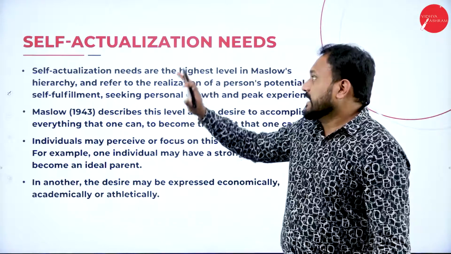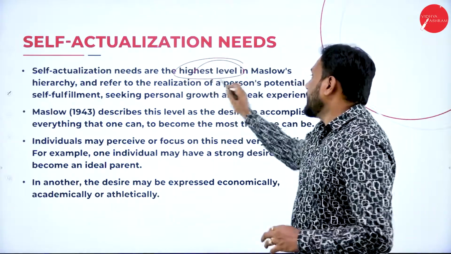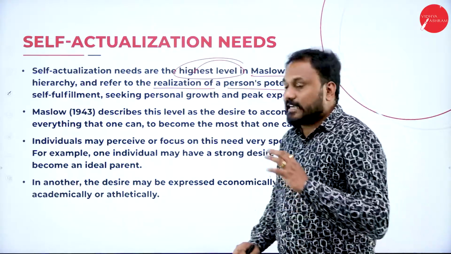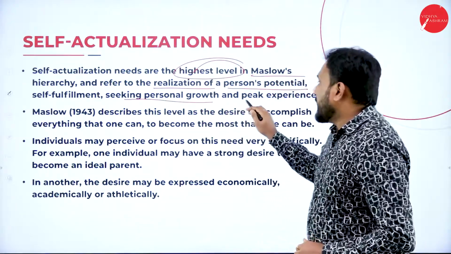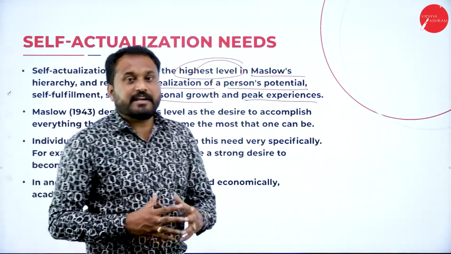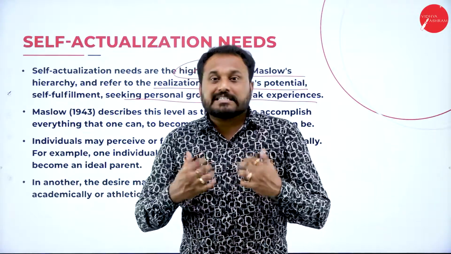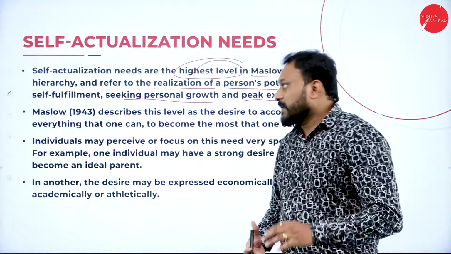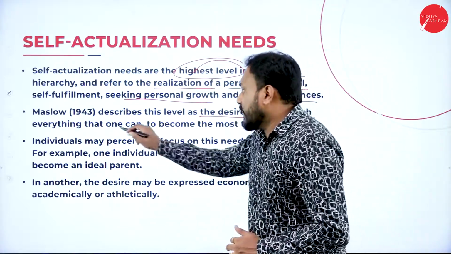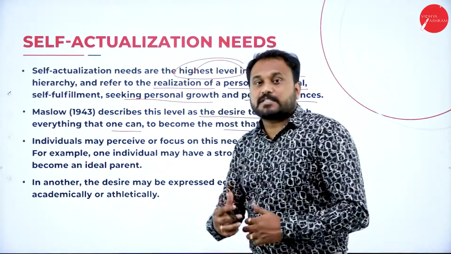The last one we have is the self-actualization need, where Maslow says self-actualization is the highest level in Maslow's hierarchy and refers to the realization of a person's potential, that is self-fulfillment, seeking personal growth and peak experience. The person who achieves self-actualization feels that now I'm done, I have done everything, I don't need to do anything more. So he will become self-realized. Maslow in 1943 described this level as the desire to accomplish everything that one can, to become the most that one can be. That is the last stage of Maslow's hierarchy of needs.